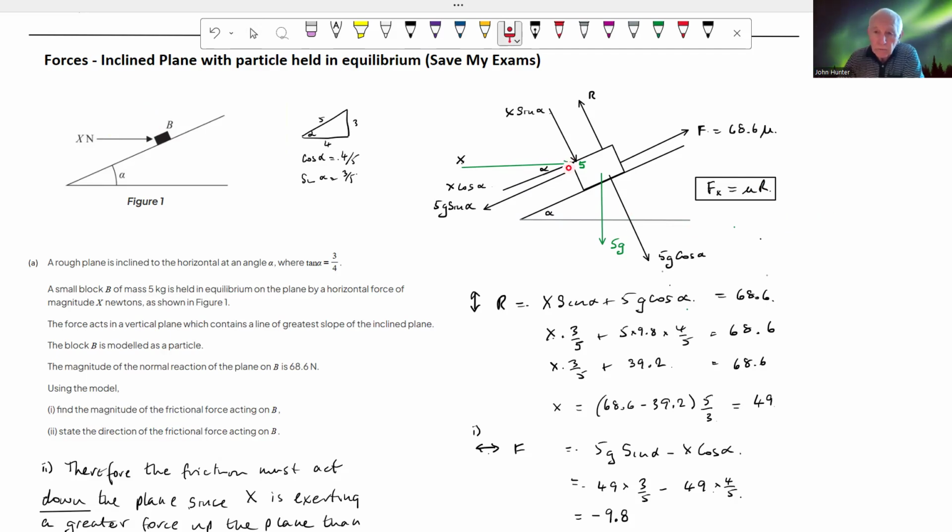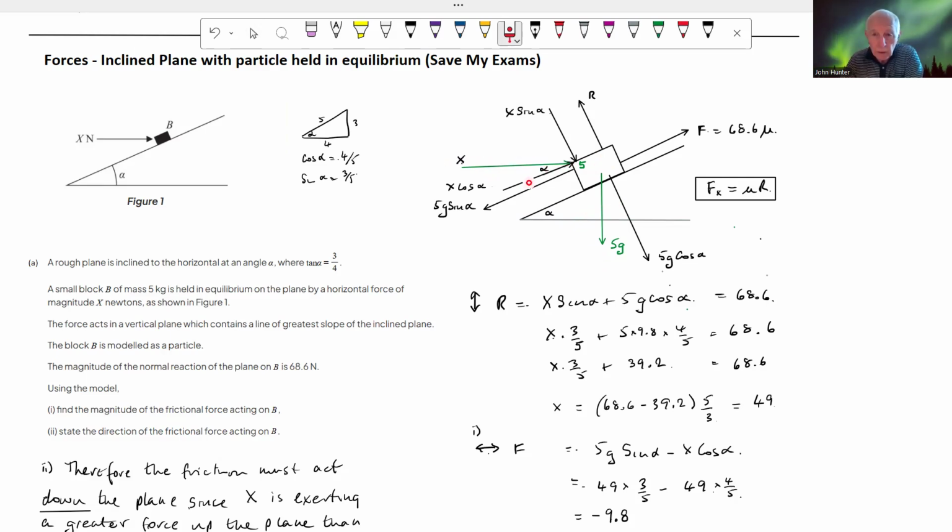So here we go. We've got the block here as shown, 5 kilograms mass. I'll put the units in. If it's inside a box, it's a mass. We've got two kind of real forces, if I can call them that. We've got the weight acting downwards, the weight of this block, which is going to be 5g. And then we've got this force X coming in at this angle.